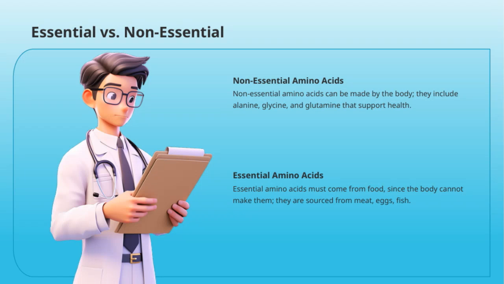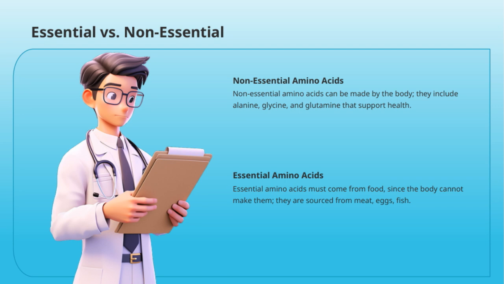Let's talk about essential amino acids first. These are the ones our bodies can't produce on their own, so we need to get them from our food. Foods like meat, eggs, and fish are rich sources of these essential amino acids, making them crucial for our health. Without enough of these, our bodies can't perform vital functions properly.